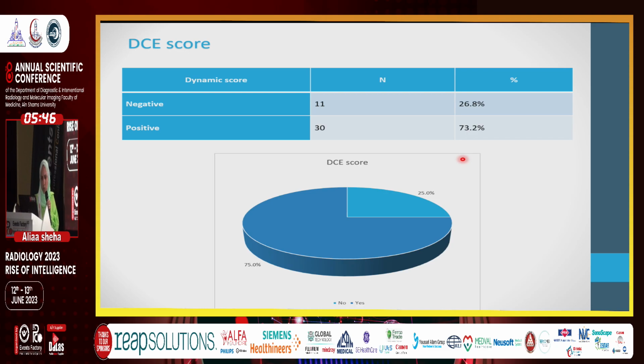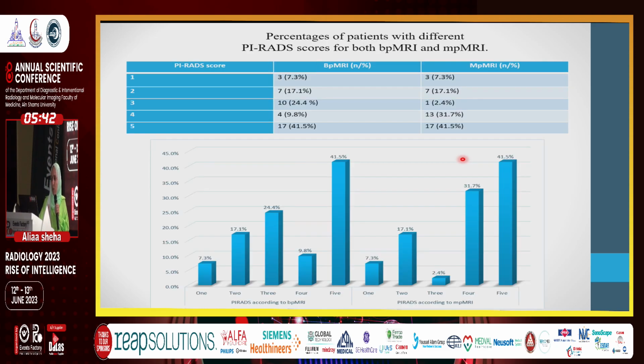Regarding the dynamic contrast score, it was positive in 73.2% of the patients. Regarding the patients who were scored differently in biparametric than in multiparametric, 10 patients were scored as PIRADS 3 in biparametric, and in multiparametric only 1. 4 patients were scored as PIRADS 4, and they were 13 in multiparametric.